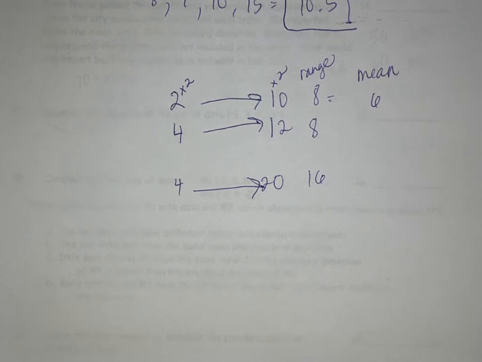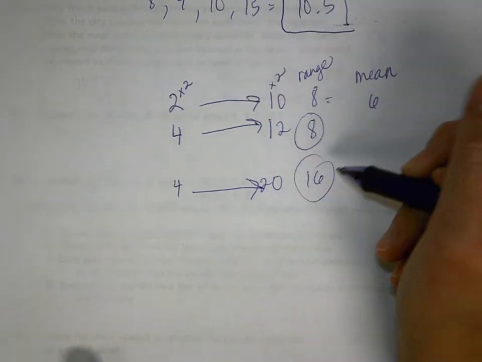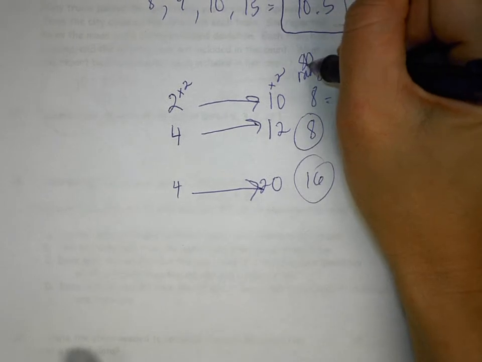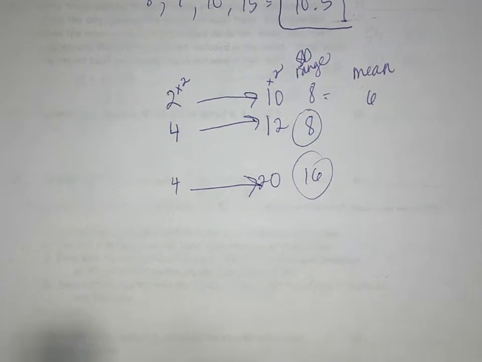So if you're adding by numbers, your mean increases, but your standard deviation stays the same. If you're multiplying by a number, both of them increase. So you see how this range increased from 8 to 16? So that means that your standard deviation would increase along with your mean. Yes? Okay.